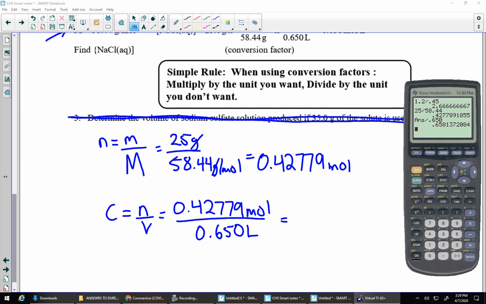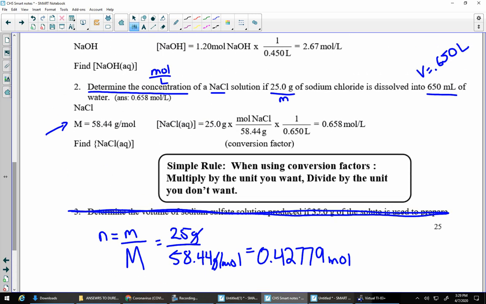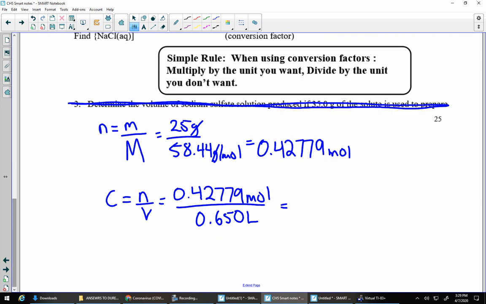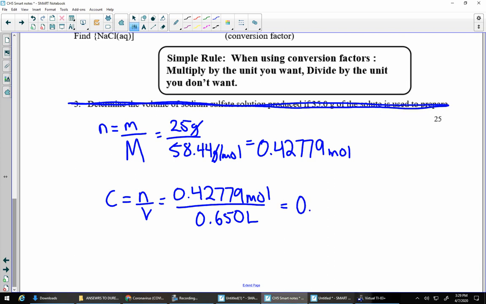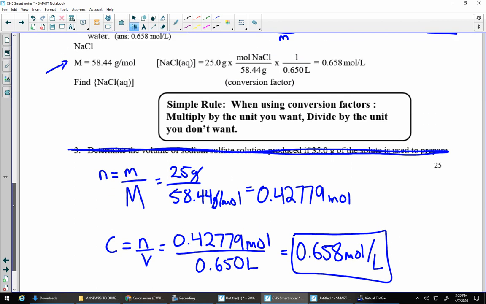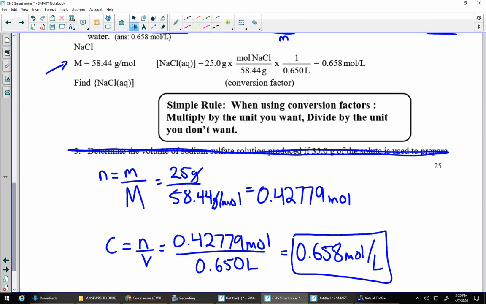0.6581. Let's go back to the original question and look at significant digits. So let's see, I've got 3 sig digs, and I've got, oh yeah, 3 sig digs. So my answer should definitely have 3. 0.658 moles per liter. So perfect. There's our answer using formulas. We still need that molar mass for a conversion factor. But yeah, kind of simple when we use this.